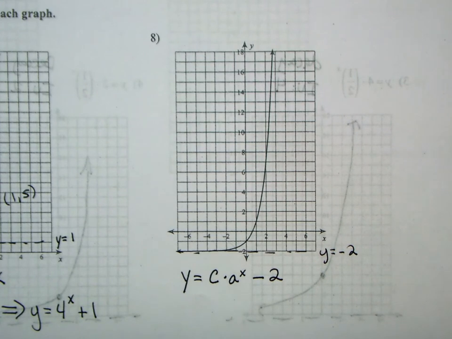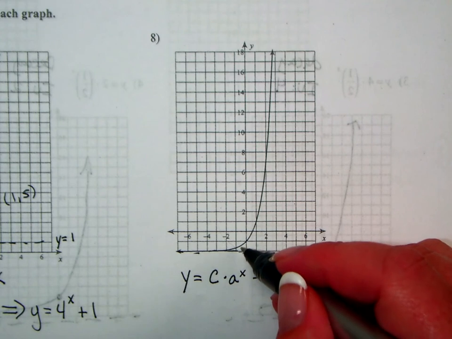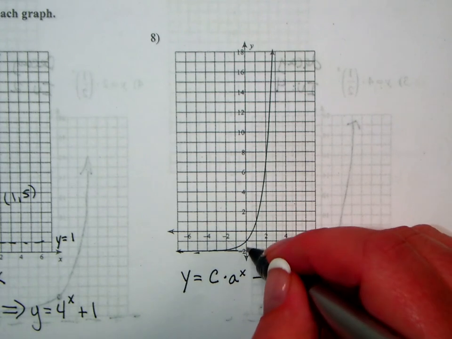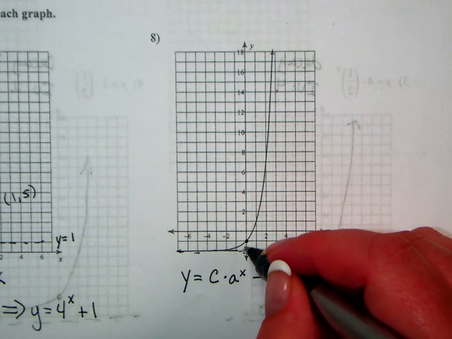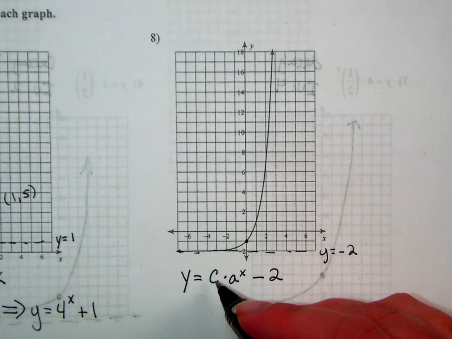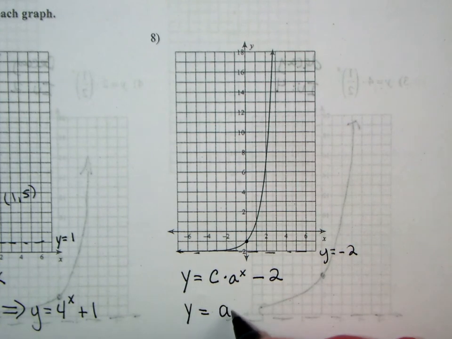So what is the c value? How many units above the asymptote does the graph cross the y-axis? So it's crossing the y-axis at -1. The asymptote's at -2. So again, that initial value is only 1. Right? So I know c is 1 here. All right, so now I have my equation a to the x minus 2.